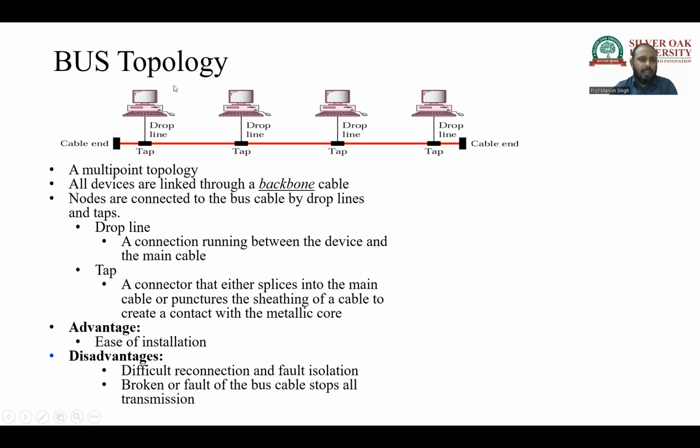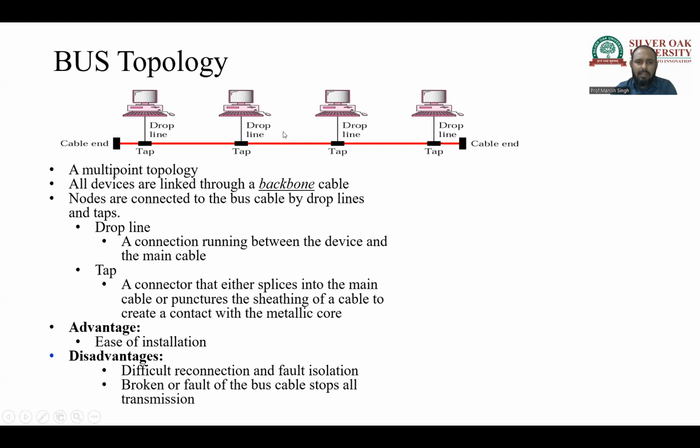Suppose PC1 sends data to PC3 and PC4 sends data to PC2. If both devices sense the cable at the same time and both get the same voltage, 0, they both understand the cable is free and they send the data.